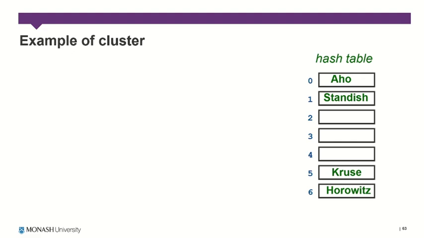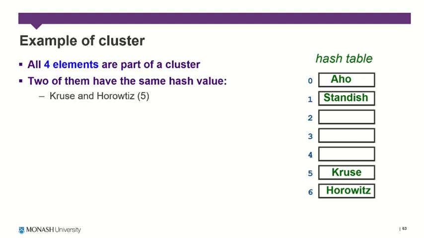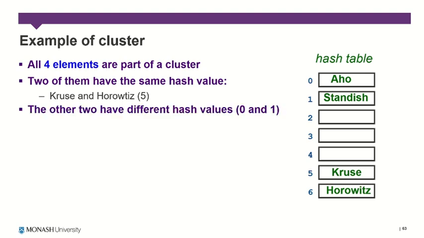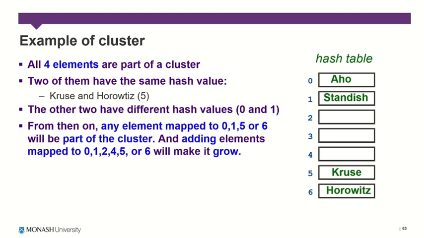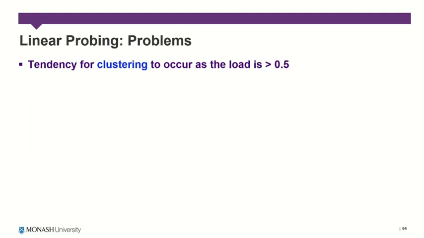So let's look at an example of a cluster. All four elements are part of the cluster. Two of them have the same hash value, and the other two have different hash values, 0 and 1. From then on, an element mapped to position 0, 1, 5, or 6 will be part of the cluster, and adding elements mapped to 0, 1, 2, 4, 5, or 6 will make it grow.